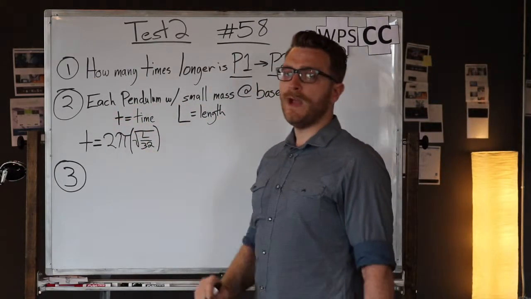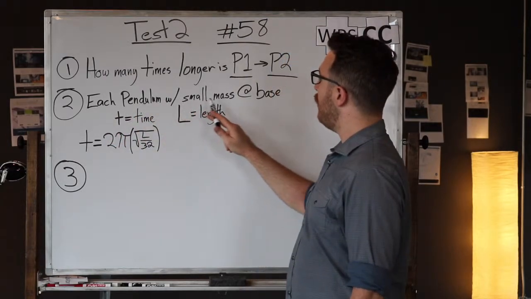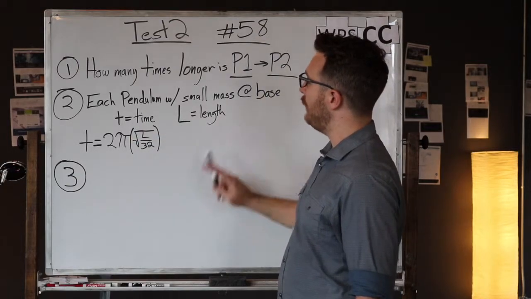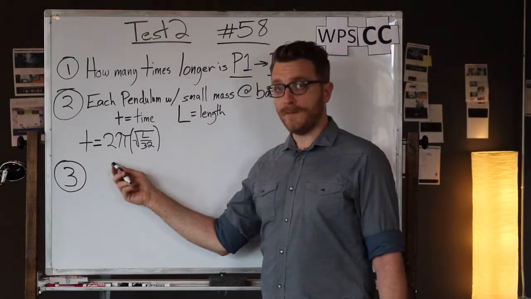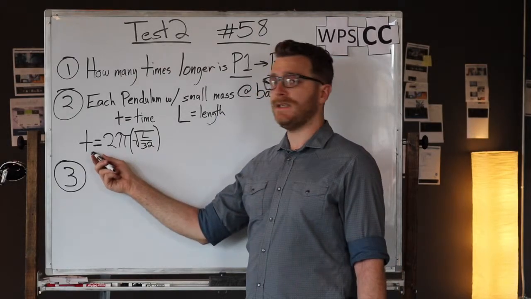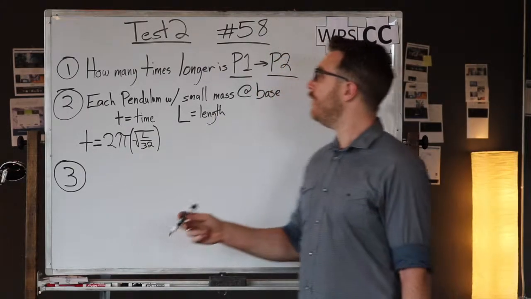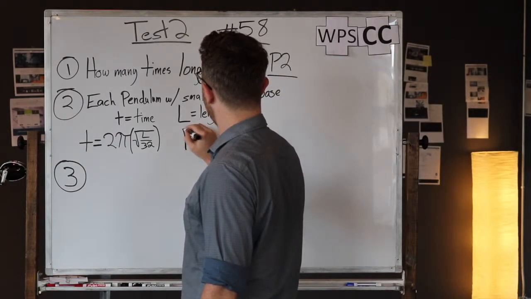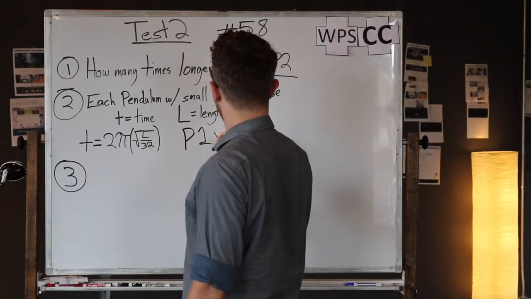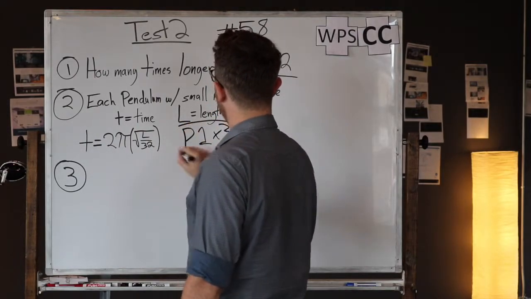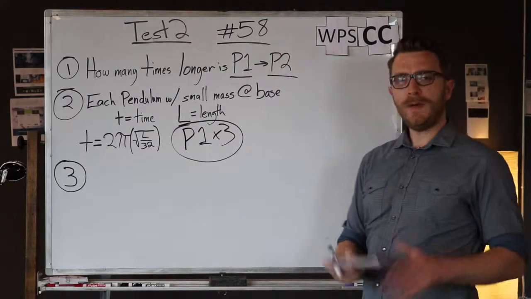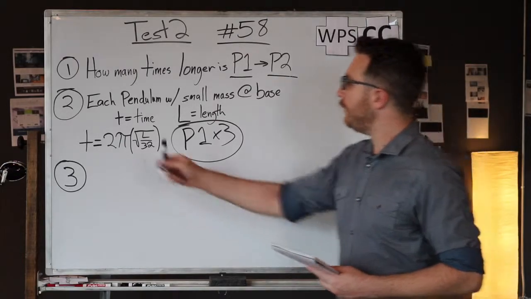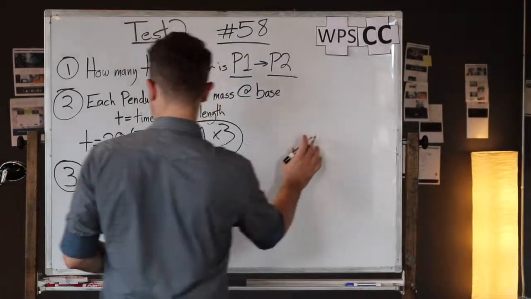So, let's see what we already know. Each pendulum has a small mass at its base, and in the formula here for T equals time, capital L equals length, we are given the formula of finding how fast a pendulum moves. Now we know also that P1 takes 3 times as long as P2. See what I'm going to do? This formula works on both. And I'm going to get rid of T here, and I'll do it over here because I have more room.